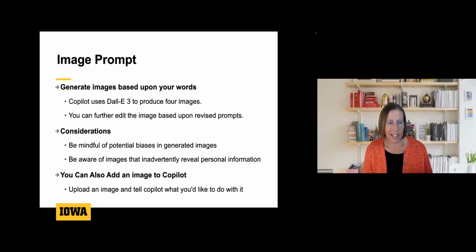As with text, some considerations here: be mindful of those potential biases. Image generation has trouble with people still. Sometimes it puts their nose in the wrong spot, or it gives them more fingers or toes than they should have, sometimes more legs. So just look at those. It's not going to represent reality, so don't try and recreate your team in Copilot.